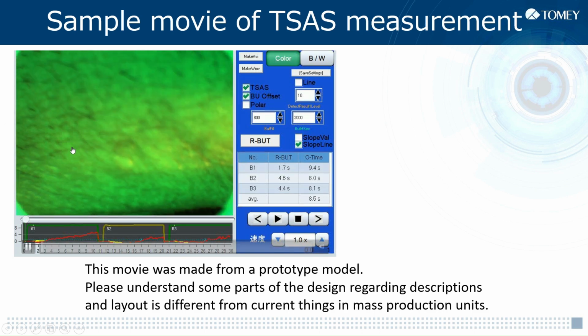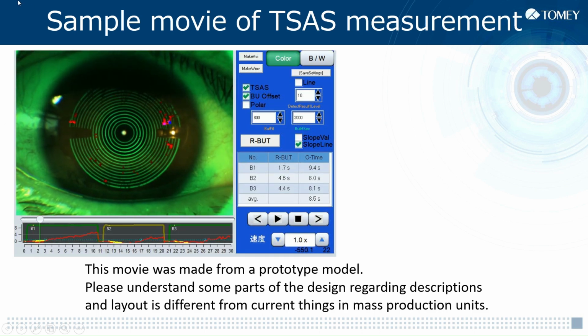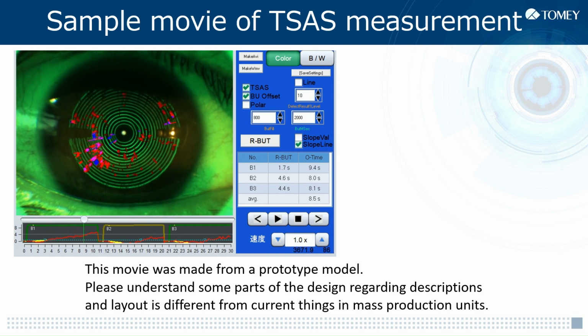This is a sample video of T-SARS measurement. As we can see from the movie, T-SARS in MR6000 achieved a video expression similar to fluorescein staining by improving the analysis method.